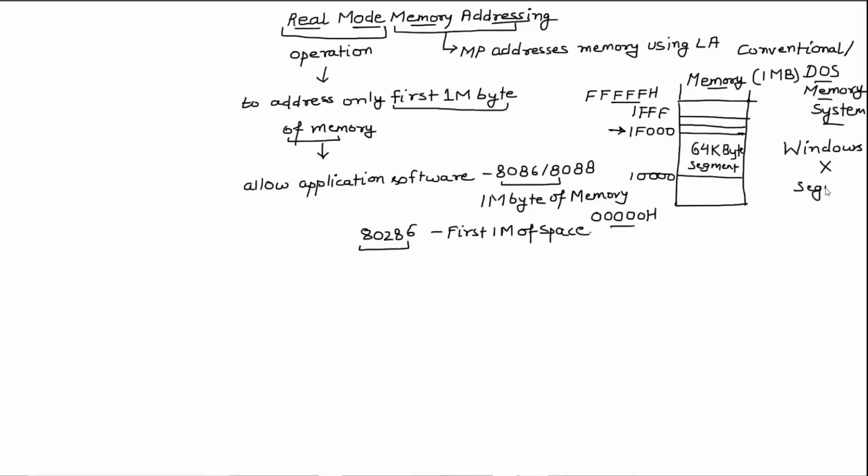Let's suppose we have a segment register, and the segment register has the location like this, 1000. So to calculate the actual address, we append 0h in front of the segment register value to get the initial place where the actual byte segment is starting.